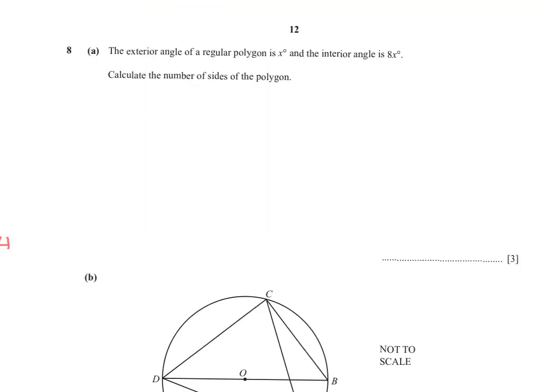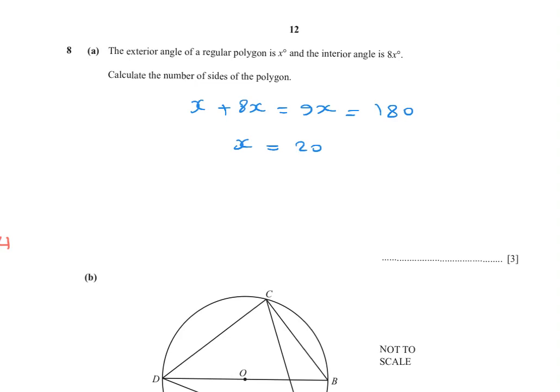Number 8. The exterior angle of a regular polygon is x and the interior angle is 8x. Calculate the number of sides of the polygon. The exterior plus the interior equals 180. So x plus 8x equals 9x equals 180. Then you can find x equals 20.